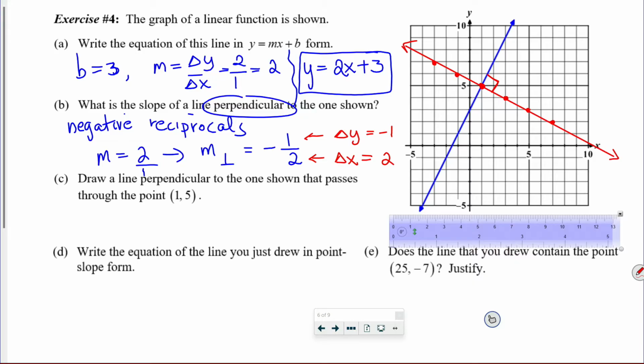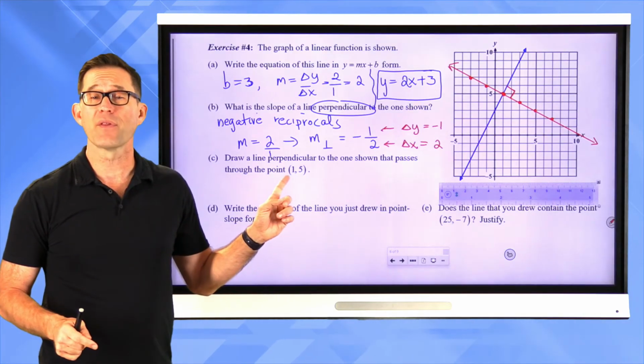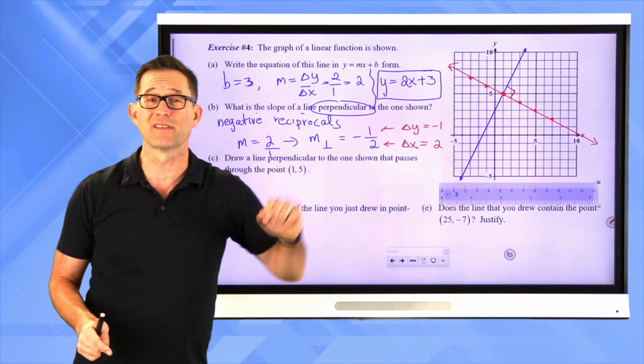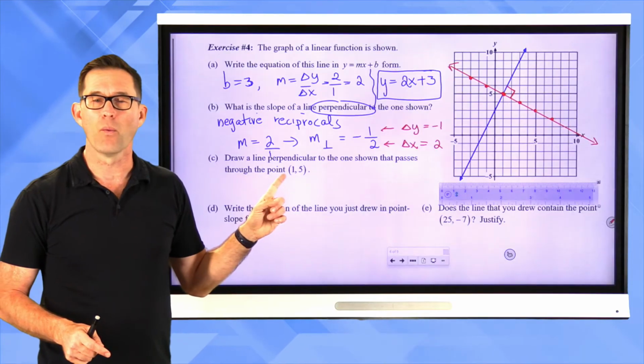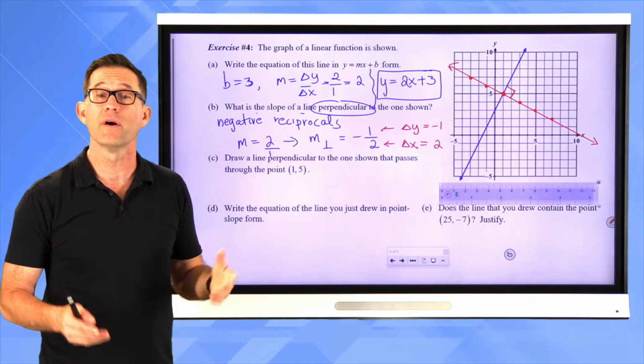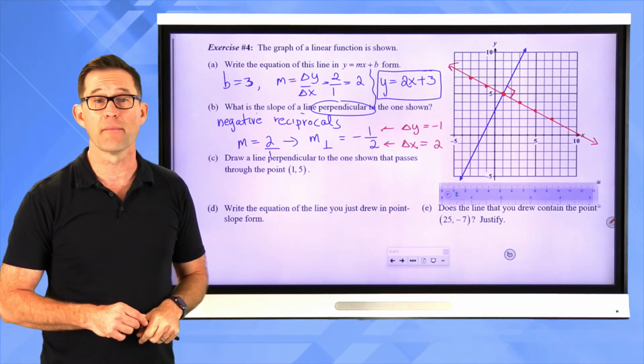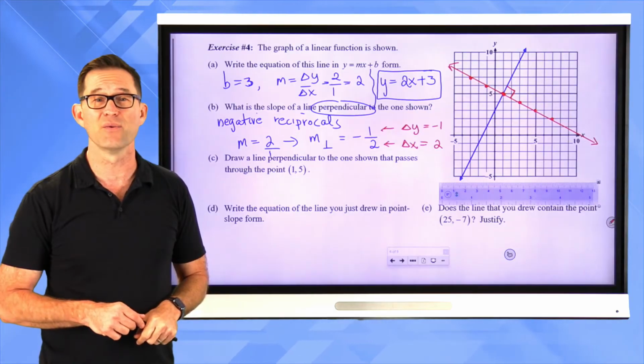Write the equation of the line you just drew in point-slope form. All right, you have everything you need. You've got a point that the line goes through. You actually have multiple points the line goes through, but probably use the point 1, 5. You've got a slope of the line, -1/2. Now you can write the equation of the line using that slope and that point. Pause the video now and go ahead and do that.